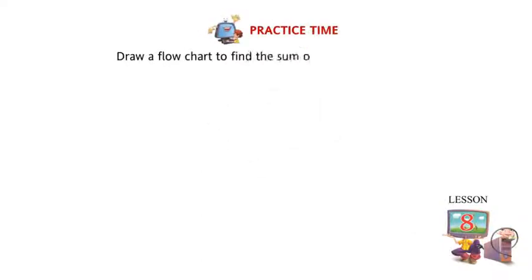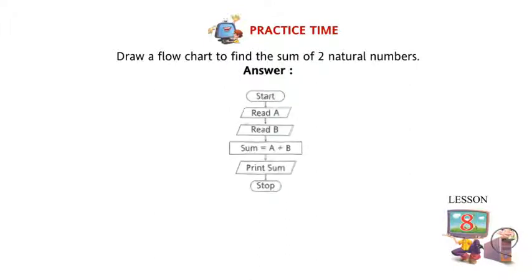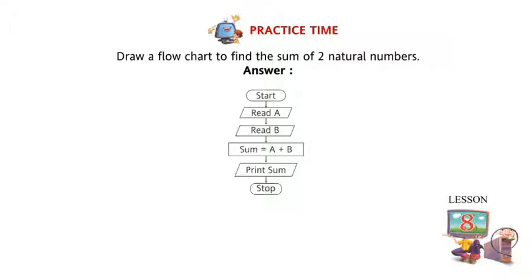Practice time. Draw a flowchart to find the sum of two natural numbers. Answer: Start. Read A. Read B. Sum is equal to A plus B. Print sum. Stop.